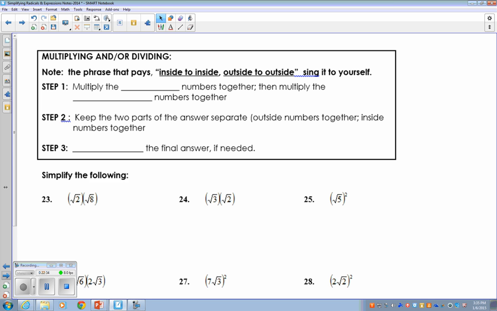Okay? All right, so you will multiply the outside numbers together, and then multiply the inside numbers together. Whenever you're dealing with multiplying and dividing, keep the two parts of an answer separate, outside numbers together, inside numbers together. And then always simplify the final answer if needed.